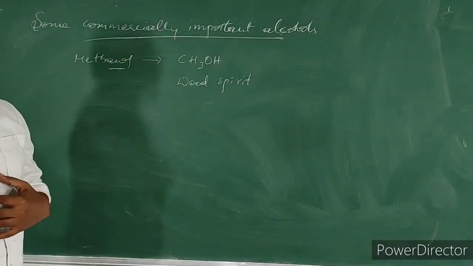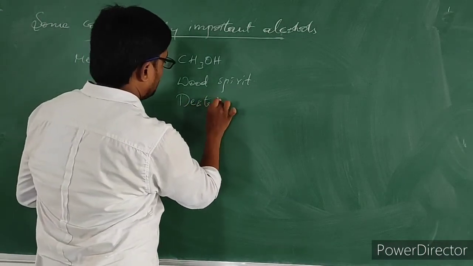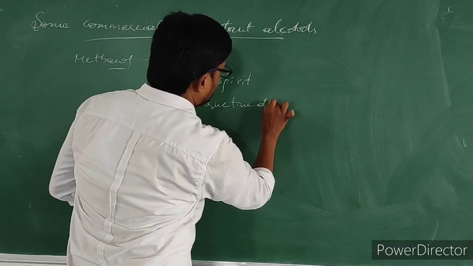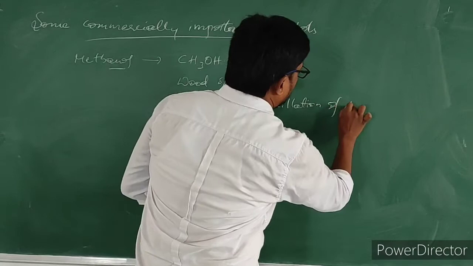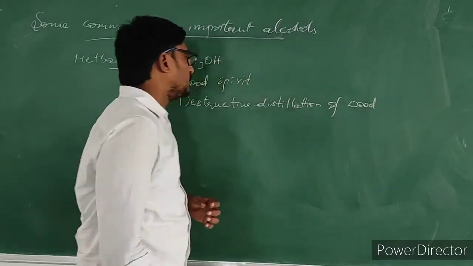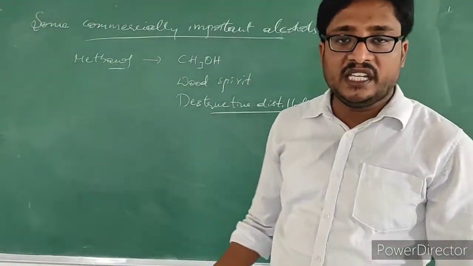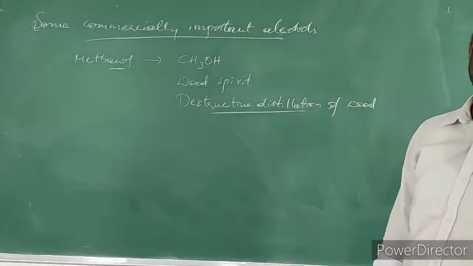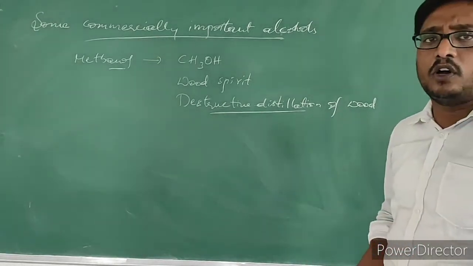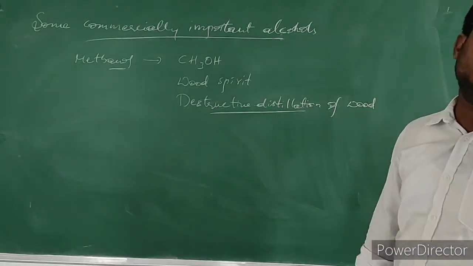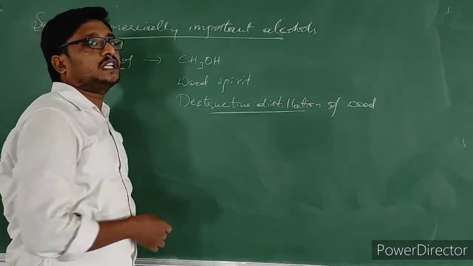Generally this methanol is obtained by destructive distillation of wood. So what is the destructive distillation? What is the meaning of this destructive distillation? Destructive distillation is nothing but heating a substance at high temperatures, in absence of air or in presence of small amount of oxygen. We call that destructive distillation of wood. So when we do destructive distillation of wood, methanol gets produced.